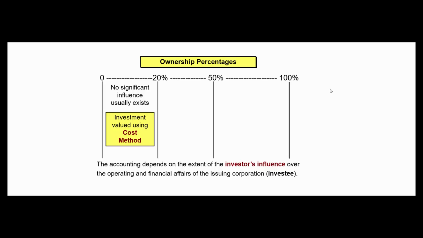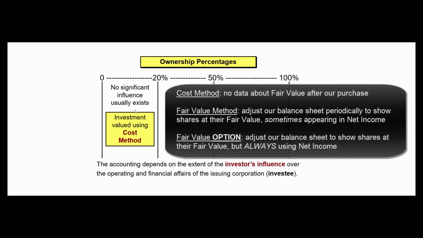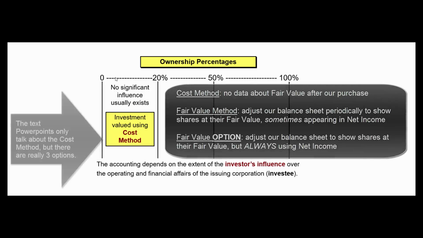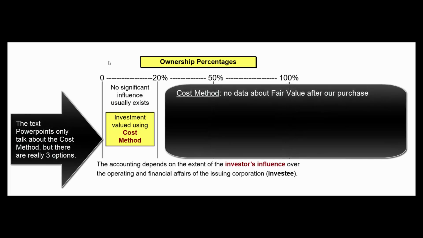Okay, so there's three different ways to account for stock ownership depending on what our percentage is. And to make it even more complicated, there's three different ways to account for our stock investment if we own between 0 and 20% of the company. The first is the cost method. If we don't have any idea what that stock is worth after we buy it, maybe it's a small company that isn't publicly traded, what we'll do is put it on our books at our cost and leave it there.